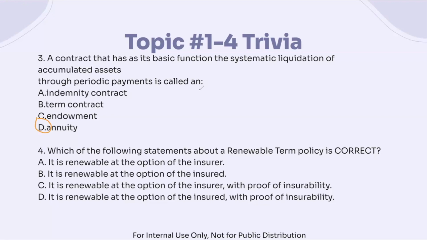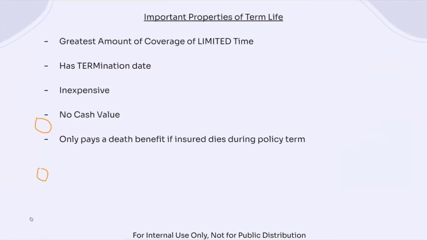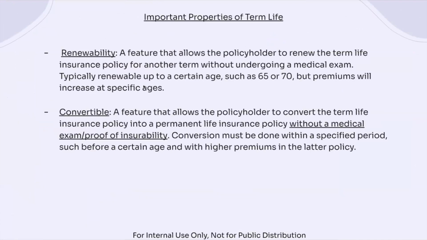Now let's look at number 4. Which of the following statements about a renewable term policy is correct? With renewable term policies, remember one of the key characteristics of term life is that it's renewable, and it's renewable at the option of the insured. And remember how it doesn't require proof of insurability. If we go back to our lecture notes, we can see that it doesn't require undergoing a medical exam.